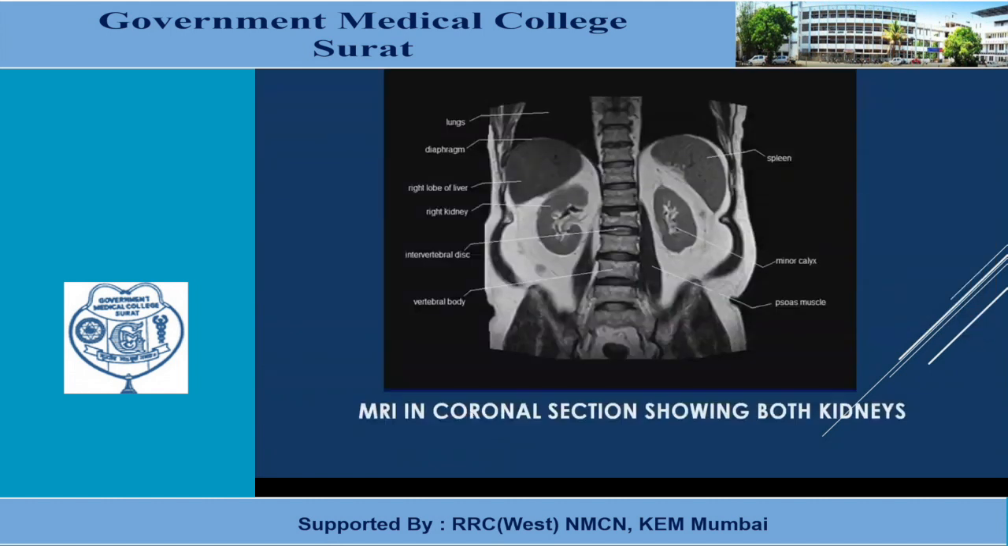This is the MRI, magnetic resonance imaging, of the abdomen, showing both kidneys. This is a hypo- to iso-intense structure. The brighter, hyperintense structure is fat and splenic parenchyma, and this is renal hilar fat, which appears brighter. This is soft shadow on both sides.